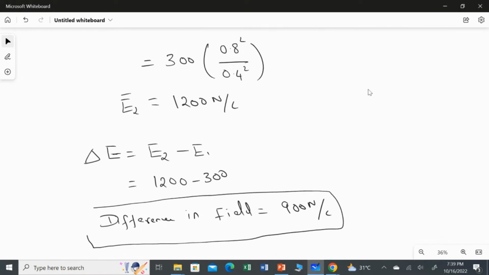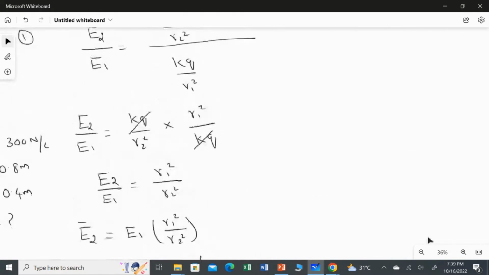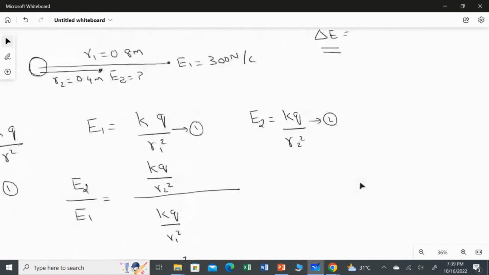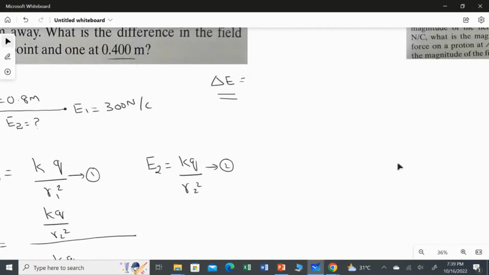Clear? So generally when the distance increases, the electric field gets weaker. If the distance is smaller, the electrical field will be stronger. That concept we used in this question. Clear? Okay.